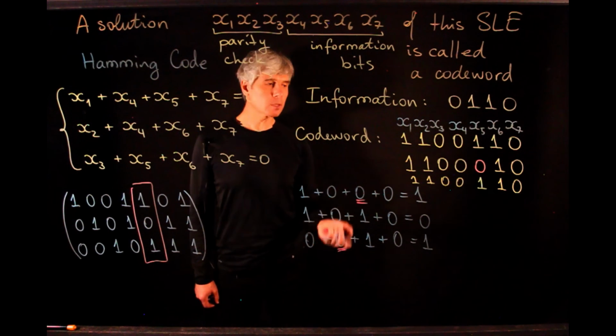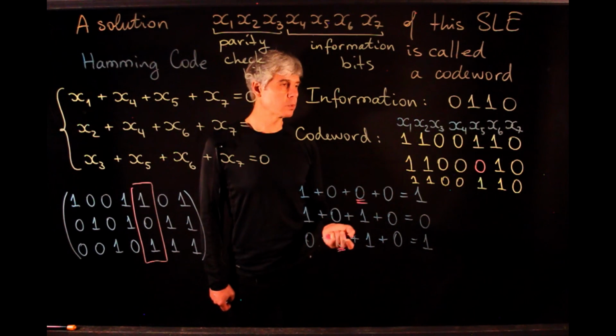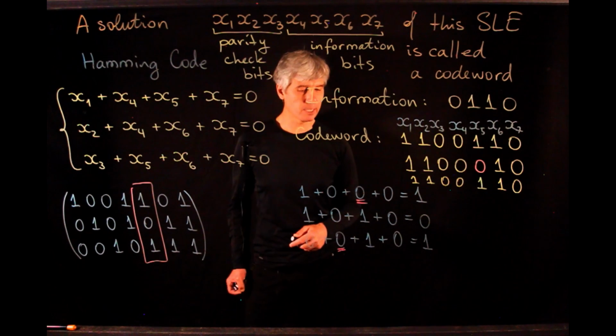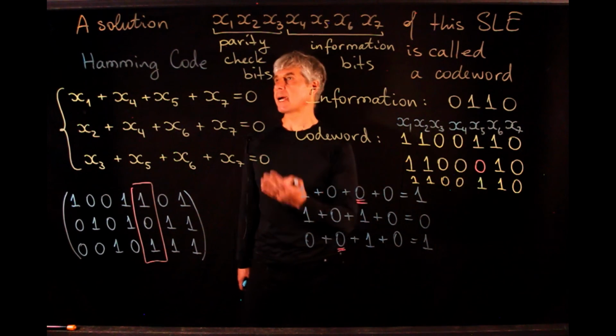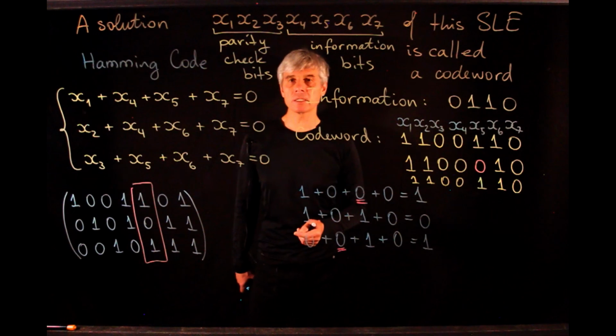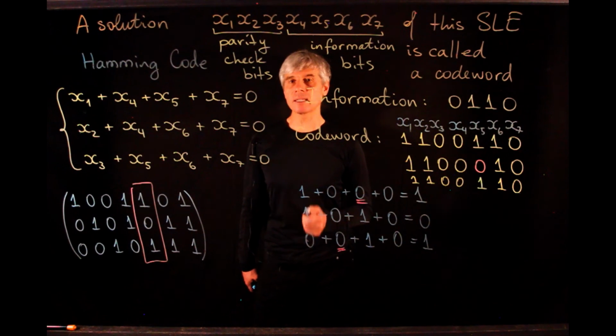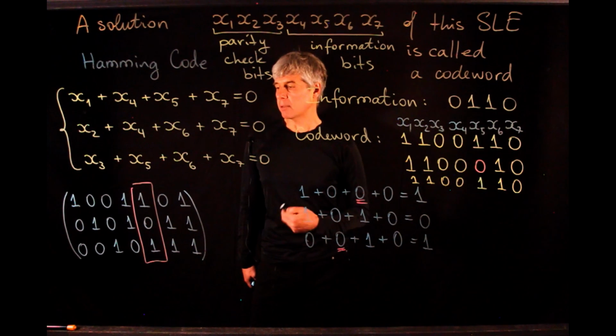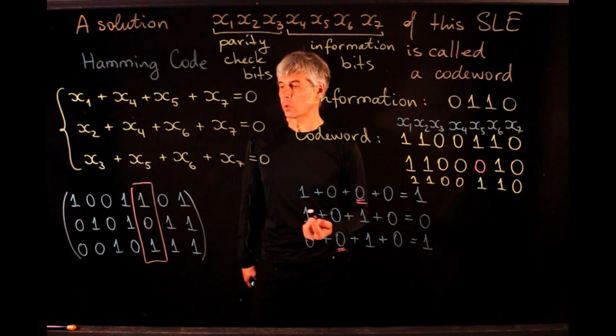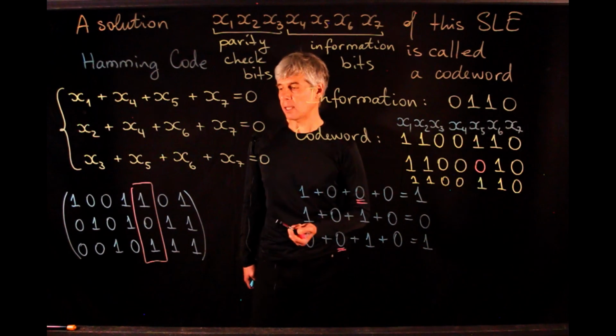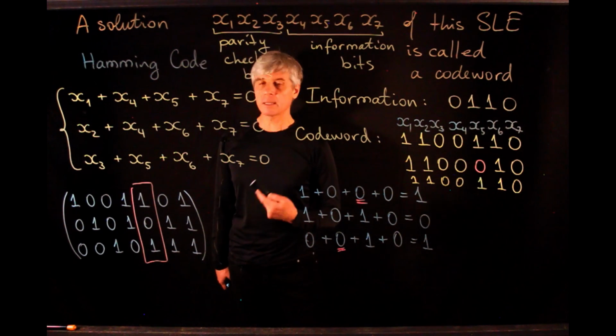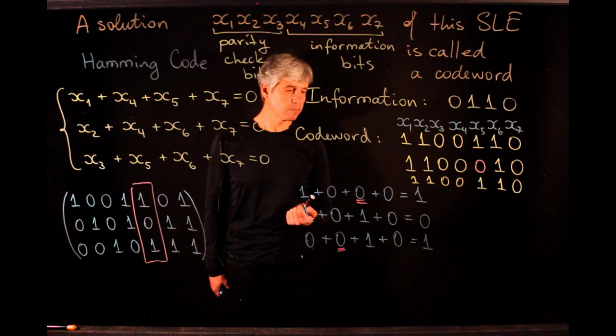If we have more than one error occurring in the code word, then of course this method will fail. So this Hamming code has the capability of correcting a single error. But there are far more advanced codes that are being used today that can correct more than one error.